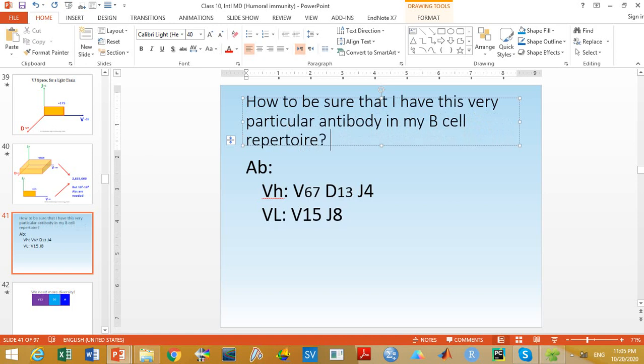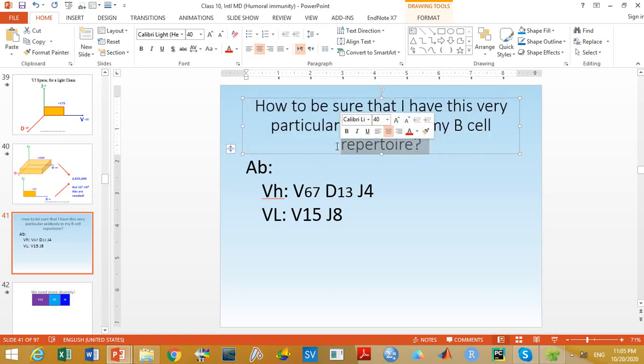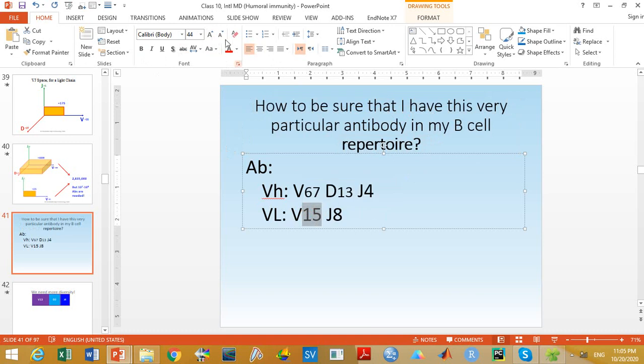So let's learn a word in here. B cell repertoire: it's a French word. A repertoire is basically a set of things which have similarities but some differences. So the B cell repertoire is the entire set of B cells that I have. How can I be sure that I have this? Maybe I'm missing this particular combination, or maybe you're missing some other combination, or your friend is missing some other combination.